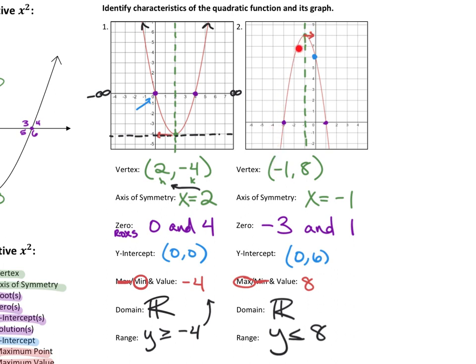Its domain never stops on the left and never stops on the right, so its domain is all real numbers, but its range is all below that value of 8, because the whole graph appears below the value of 8. We said that's its maximum value.